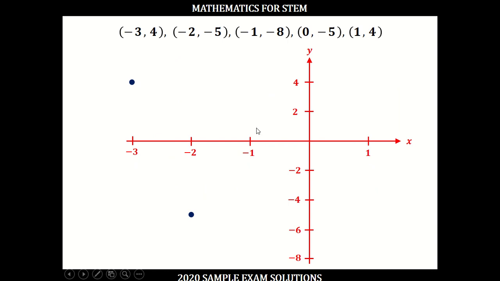Across to minus 1 and down to minus 8. x is 0, and then we go down to a minus 5. And then 1 goes up to 4. So if we just join these dots, we get this quadratic curve.